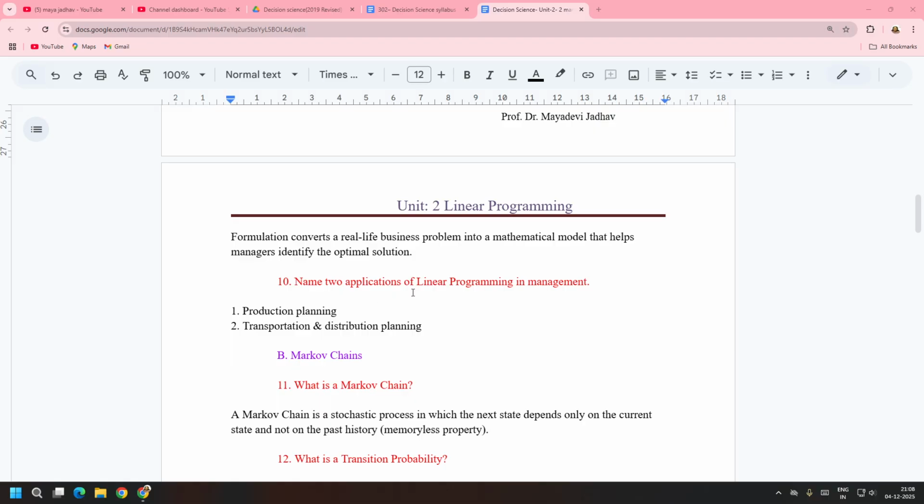Name 2 applications of linear programming in management. The applications of linear programming in management are: production planning, transportation, and distribution planning.